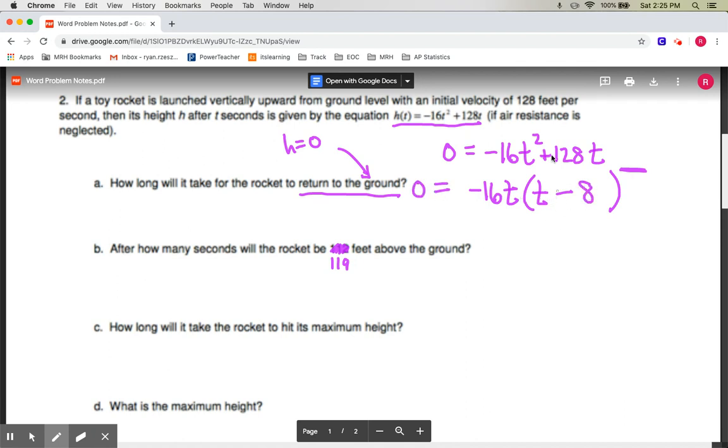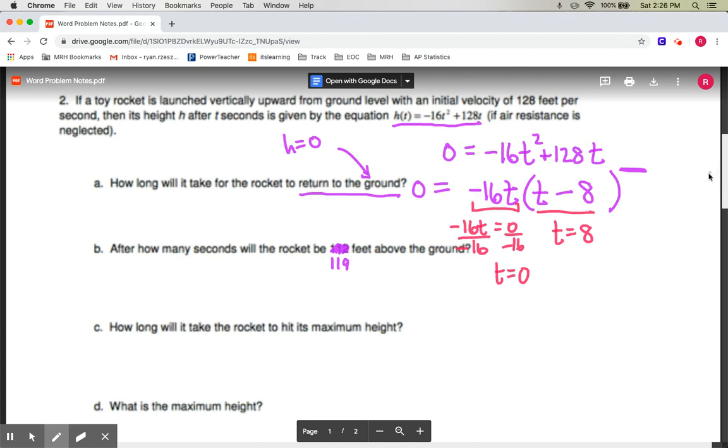So I have this sort of setup here when I pulled out my GCF. Remember that when you factor, you have to solve each of your pieces. So this part right here, if I equal it to 0, I'm going to get t equals 8. And then this part, if I equal that guy to 0, I just divide by negative 16. So I'm going to get t equals 0.